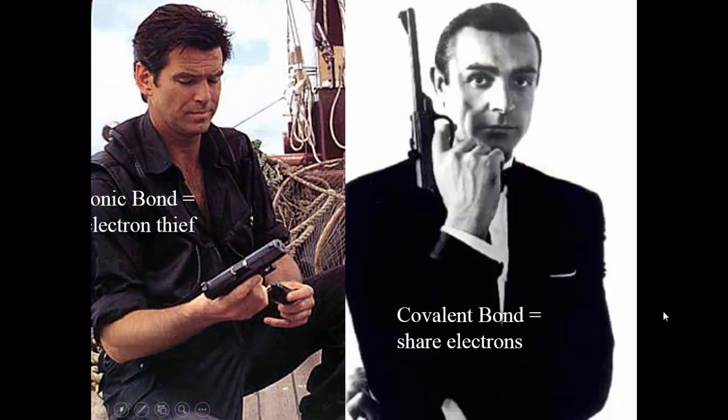Okay? If I could wrap this up and make it as simple as absolutely possible, if we're talking about ionic bonds, we're talking about electron thieves. One atom gives up an electron, one takes it. All right, so there is an exchange there. It's a stealing. One takes, one gives it up. Covalent bonds, it's a sharing situation. They both share a pair of electrons.